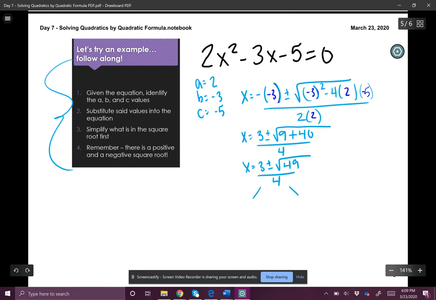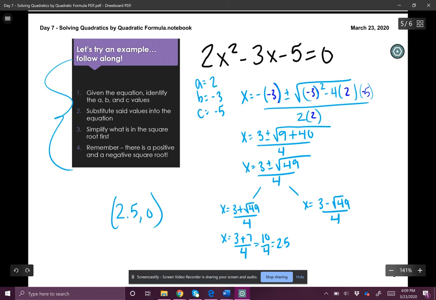From here, we're going to separate into 2 separate roots. We're going to have x is equal to 3 plus the square root of 49 over 4, or x is equal to 3 minus the square root of 49 over 4, excuse me, not 9. First one, 3 plus square root of 49 is 7 over 4 is one of our answers. 3 plus 7 is 10. 10 over 4, we can actually just leave as 10 over 4 if we want, or you can label it as 2.5. So one of our zeros is 2.5, 0.